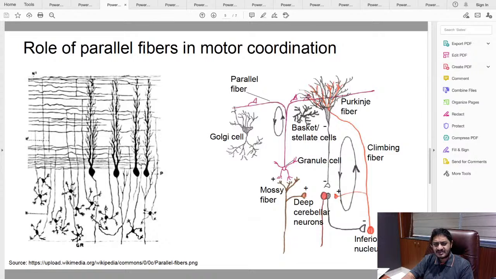Then a question is, what could be the purpose of this? You are having billions of these axons going perpendicular to the Purkinje cell dendritic tree, and the Purkinje cell has a very intense and profound impact on the activity of the deep cerebellar nucleus, because it inhibits it. Purkinje cell output is GABAergic, remember. So it inhibits the activity of the deep cerebellar nucleus. What could be the purpose?